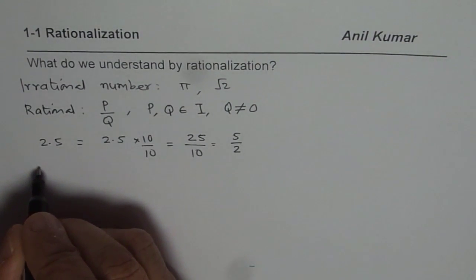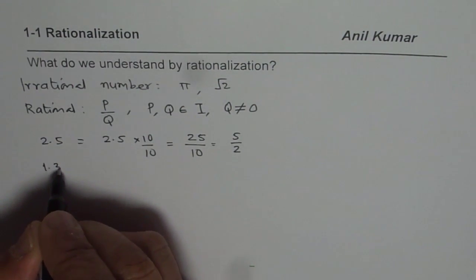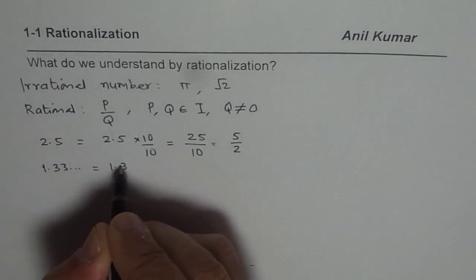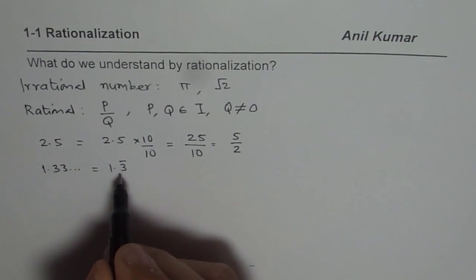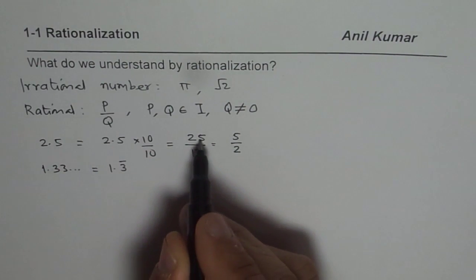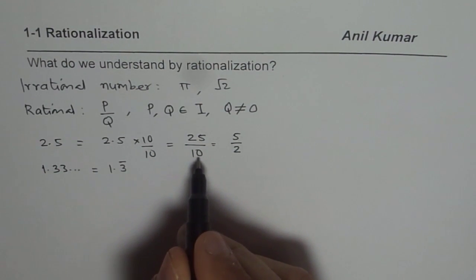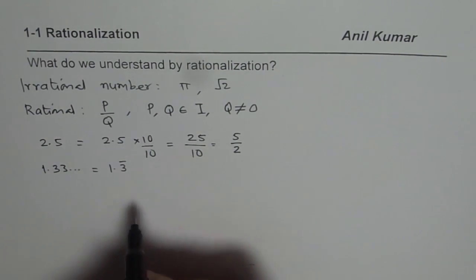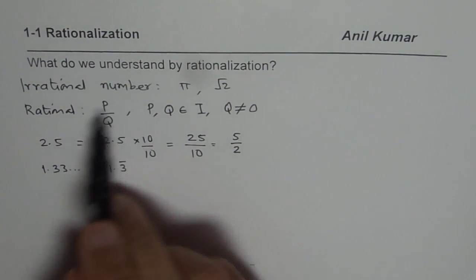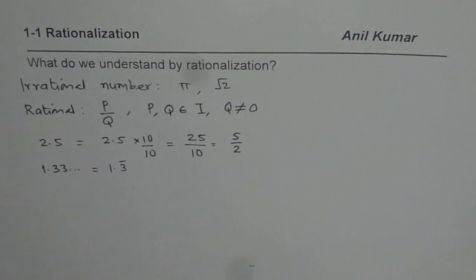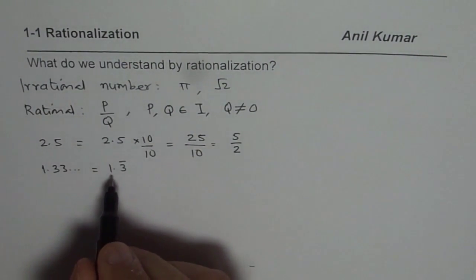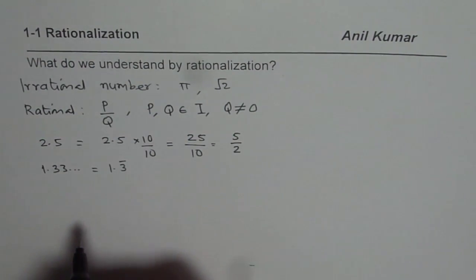Well, you have also come up with numbers like 1.33 kind of thing, which we say 1.3 recurring. Now these numbers could also be written in the form of a ratio, and therefore they are rational numbers. They are not irrational. Okay, how do we write them as a ratio of two integers?